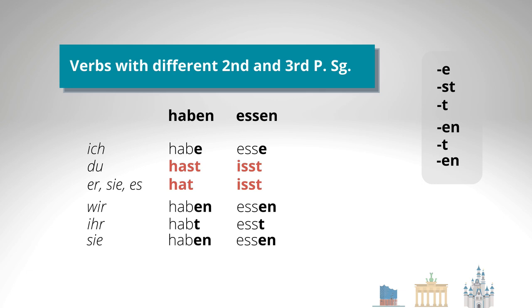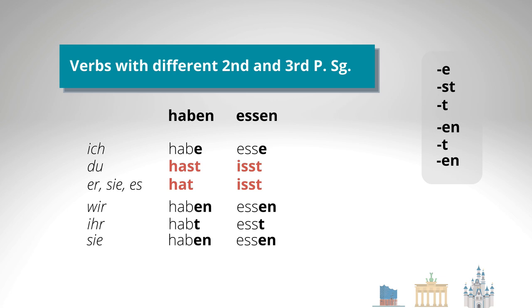If we conjugate haben, for example, we would conjugate it like this. Ich habe, du hast, sie es hat, wir haben, ihr habt, and sie haben. So you can see that the first person singular and all of the plural forms are actually regular. The problem are the second and third person singular, where we leave out the B. If it would be regular, the endings would need to be habst and habt. Du habst, and sie es habt. But they clearly are not. They are hast and hat.